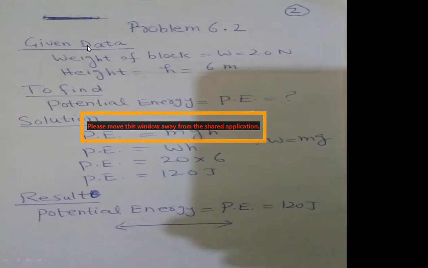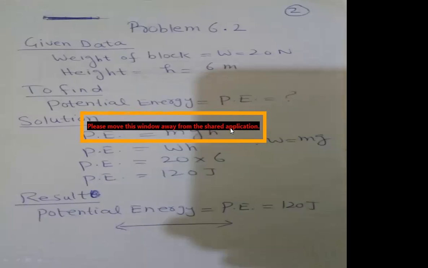First of all, I write the data. Given data: weight of the block is given to me, W is equal to 20 Newton, and height, denoted with small h, is given to me as 6 meters. In this problem, I am asked to find the potential energy. So the potential energy formula is mgh.